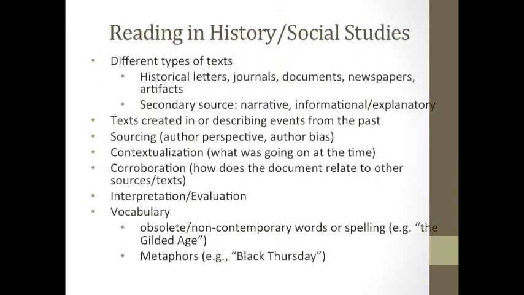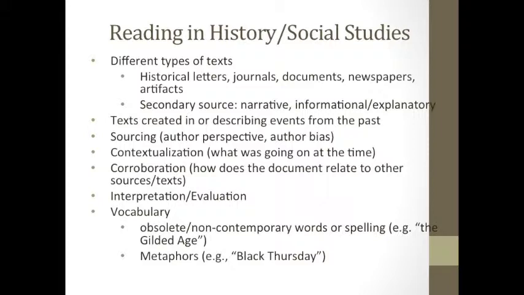Now, when we think about reading in history or social studies, there are a few different types of things that we think about when we do reading. So first of all, there are lots of different types of texts: historical letters, journals, documents, newspapers, artifacts. So we've got our primary sources, and then in our secondary sources we have narrative, informational, explanatory. So different genres and different types of texts. Often our texts are created in the past, or they describe events from the past.